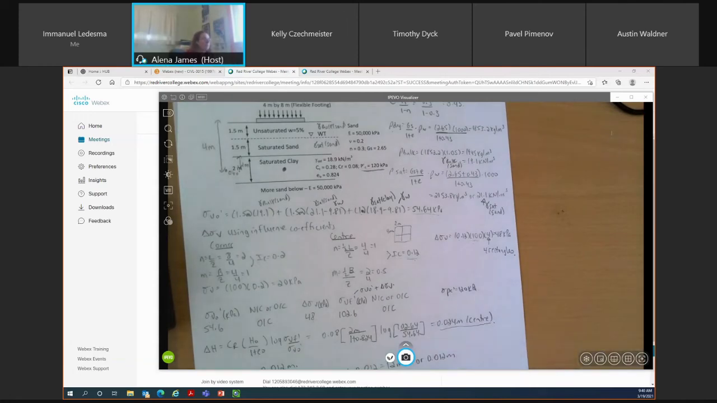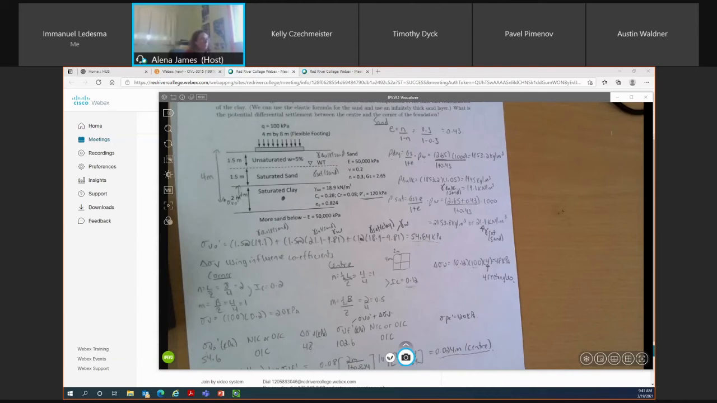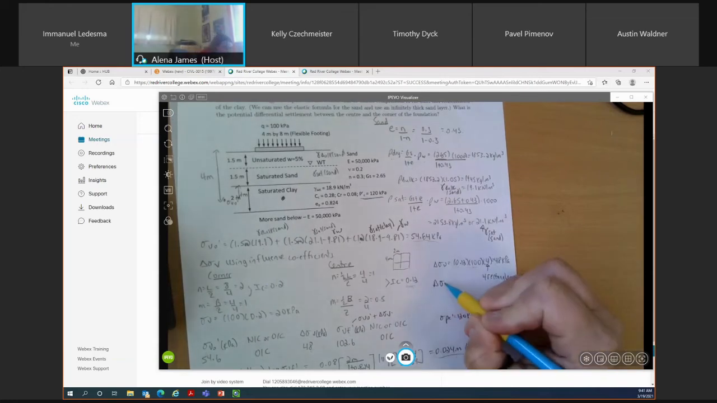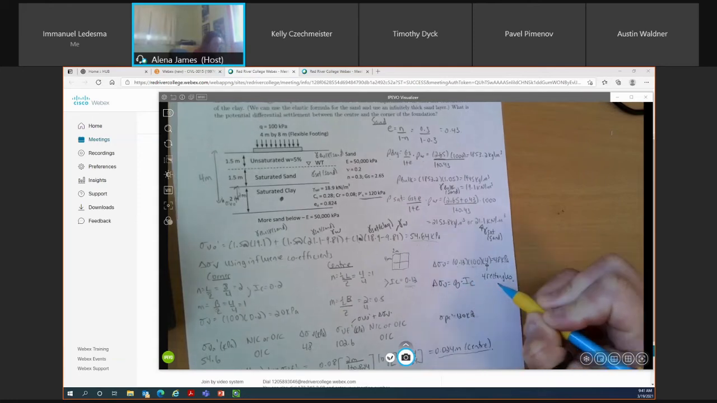My Q was given in the problem. So I don't have to go through and calculate what P is and then divide it by A, because P divided by A is Q. So I can just use the Q value of 100 kPa that was given to me in the problem. So delta sigma V is equal to Q times IC.